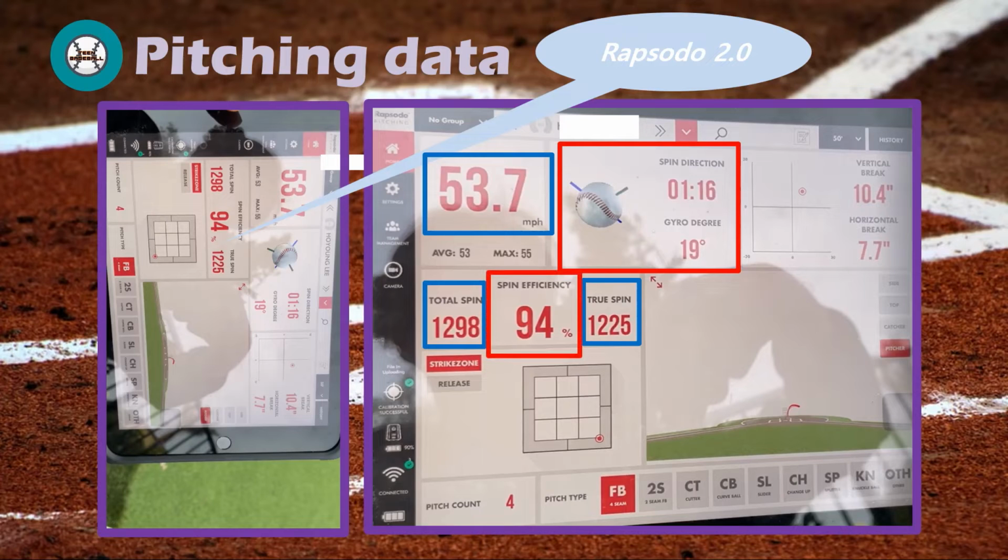My spin efficiency is 94%, which is good, but at the same time it means I'm cutting the ball if we're not getting perfectly behind it.